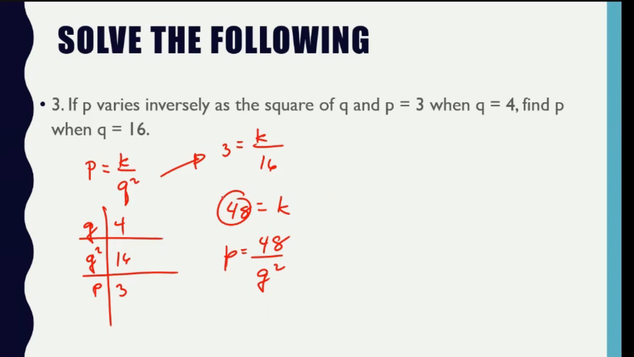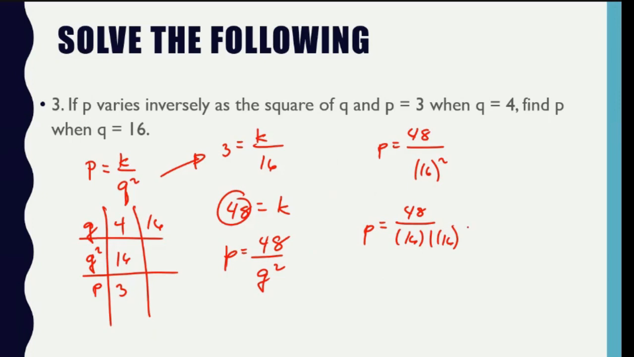So, find p when q is 16. So, kung q daw ay 16, find p. So, you will now substitute p is equal to 48 all over 16 squared. So, 16 squared is equal to 256. p is 48 over 256. So pwede rin naman na you will not square para hindi lumaki. Gawin mo lang 16 times 16, and then you will get common factors between 48 and 16.